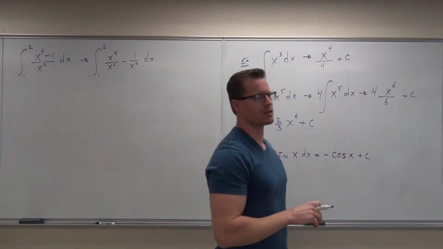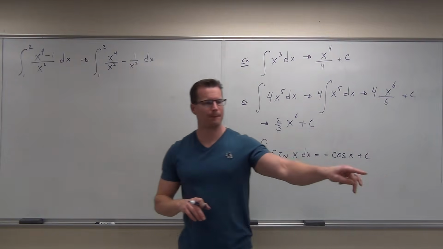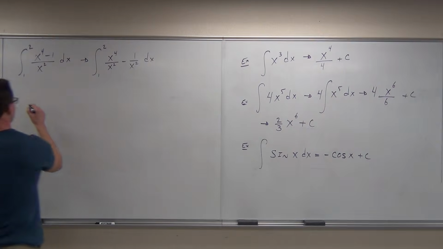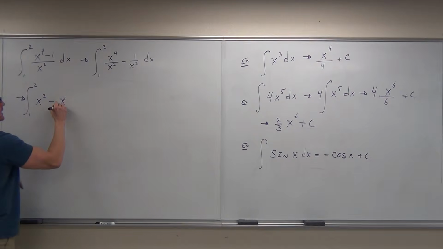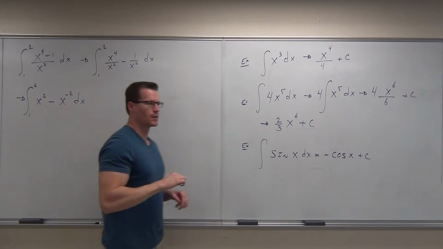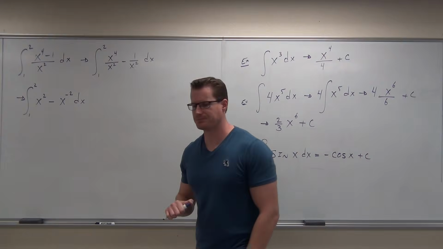Someone over here on the left-hand side. What now? Simplify it. Let's simplify one thing for me. What do you get now? It'd be x squared on top minus 1 over x squared, but you can make it x to the negative 2. Yeah, perfect. Go ahead and do the integral for me on your own. Let's see if you can get that.